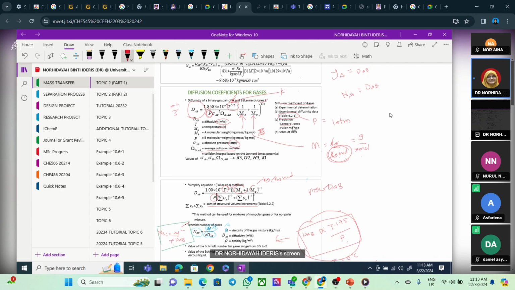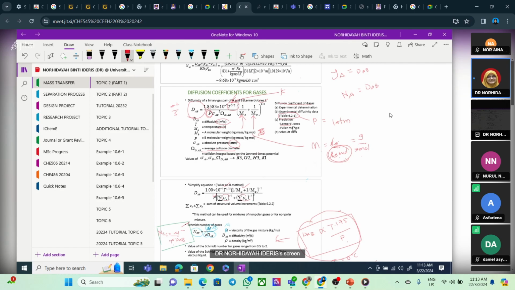Okay, so this is the first one, refer to the Leonard Jones. The second one is the Fuller method. Okay, Fuller method is actually a simplified version of the Leonard Jones. You can see here that the equation is a bit simple compared to the previous one. Kita ada term yang familiar kan, kita ada temperature, molecular weight dengan pressure. The only thing yang kita tak biasa adalah this small v here.